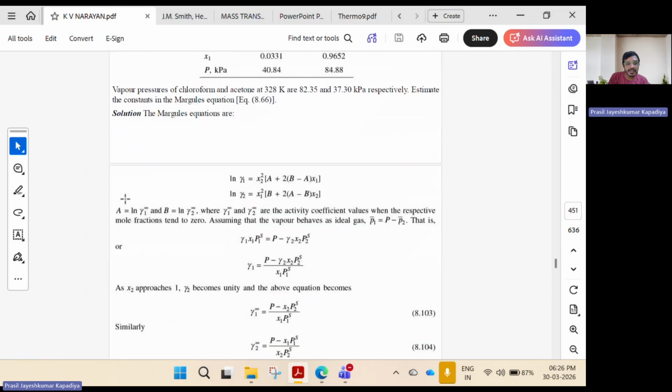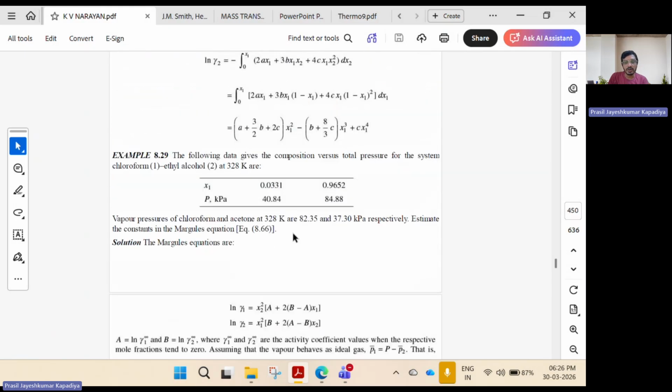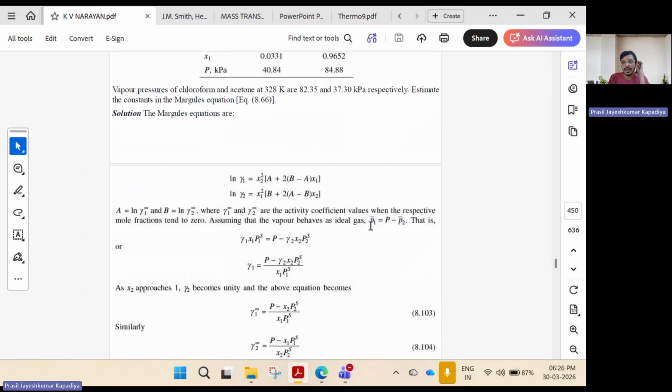The vapor pressures of chloroform and acetone, there is some mistake in the book itself, either it is acetone or ethyl alcohol, for components 1 and 2 at 328 Kelvin are 82.35 kilopascal and 370.30 kilopascal. We are supposed to find the Margules constants from the Margules equation. So this is the Margules equation: ln gamma 1 is equal to x2 square times a plus 2 times b minus a into x1, and ln gamma 2 is equal to x1 square times b plus 2 times a minus b into x2. Correct?